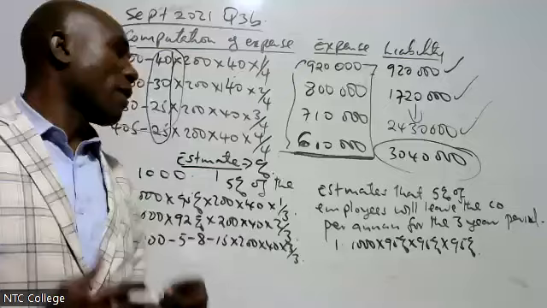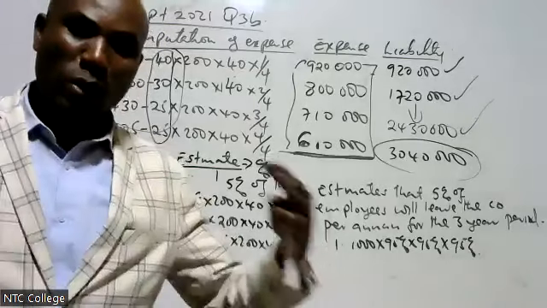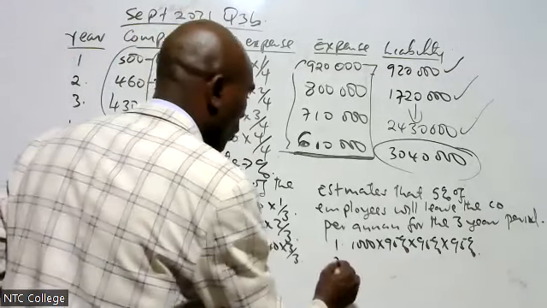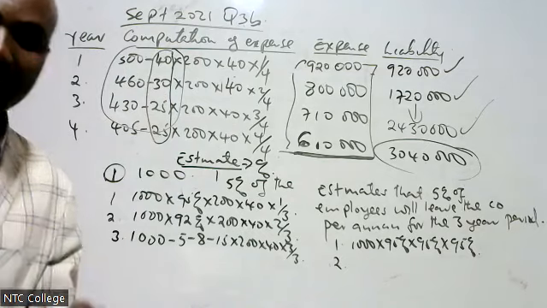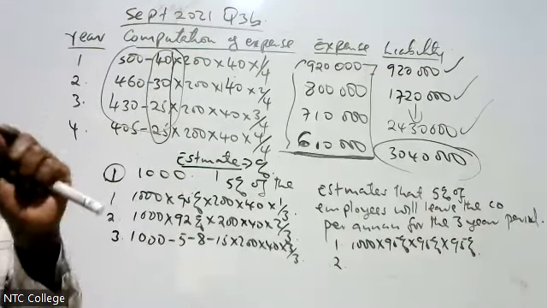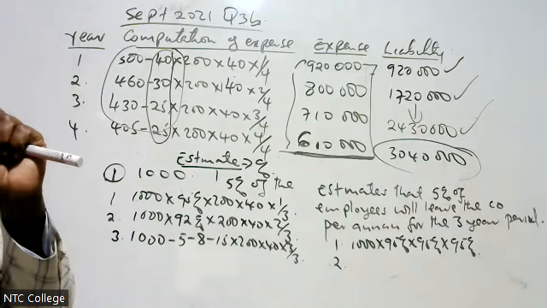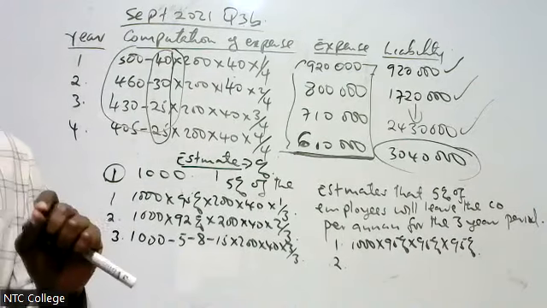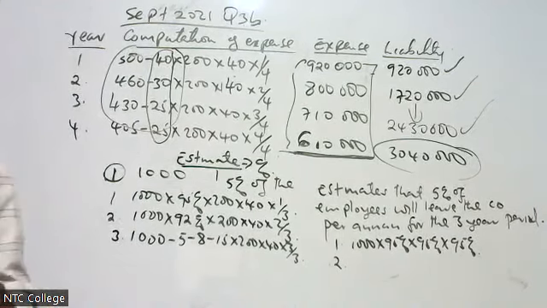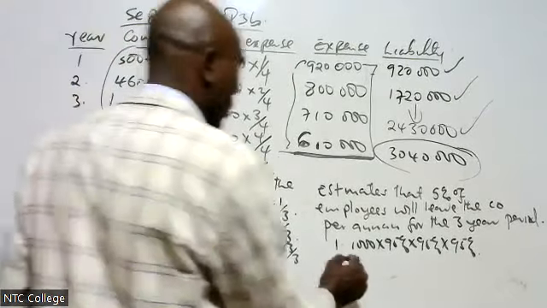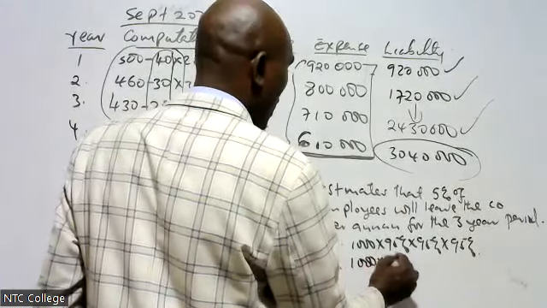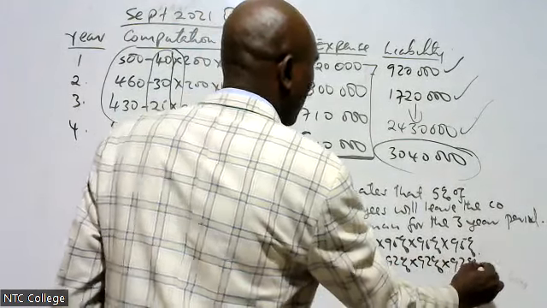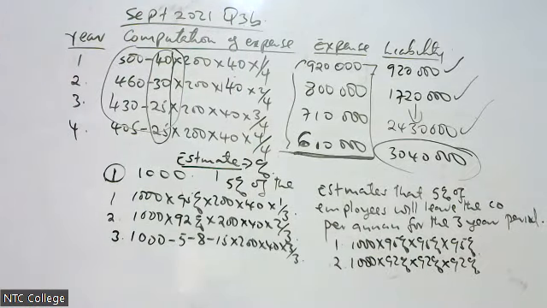Therefore, in each year it is like this, per annum for the 3-year period. That is how you handle it. When we come to year 2, for example, the examiner revises the estimate and says we estimate that 8% of the employees will leave the company per annum for the 3-year period. Therefore, still I will take 1,000 times 92% times 92% times 92%, if it is per annum for the 3-year period.